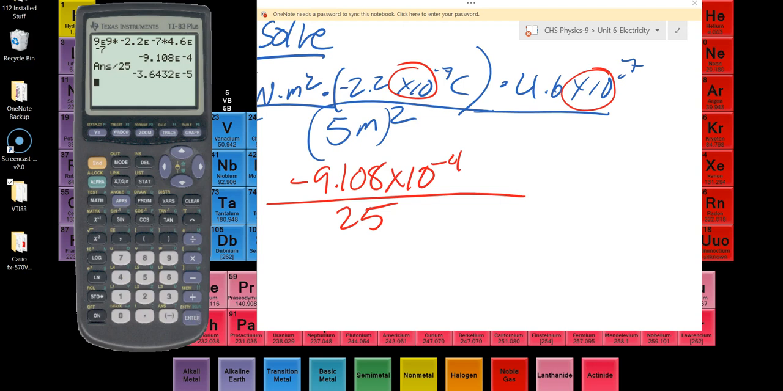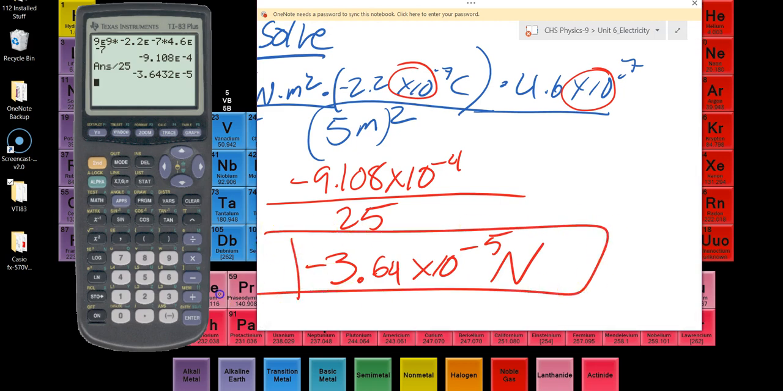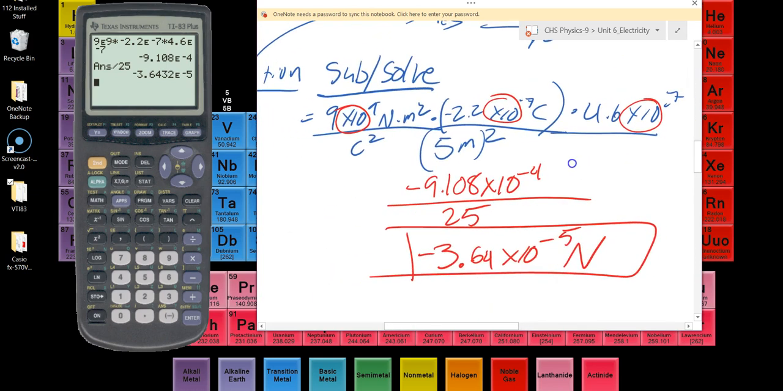That equal, I get negative 3, sorry, some decimals there, negative 3 point, I don't know, 64 is good enough, times 10 to the negative 5, and we're looking for force, so it would be newtons. Okay, so I would not like you to write the E for your answer. Please write the times 10 to the power part, and you can also write in scientific or in decimal form if your calculator gives you that.